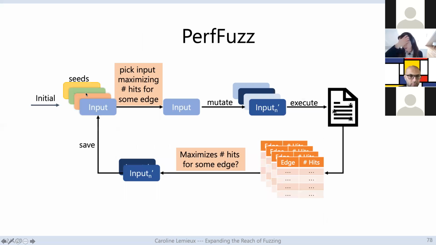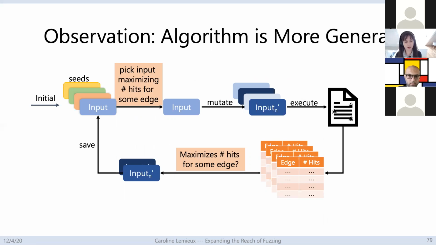So the other thing I want to highlight about this is I've been talking about edges and hit counts to those edges and maximizing those. But in reality, there's no reason this algorithm shouldn't work in the more general case, where you have an objective that's characterized by a key value map, where you're trying to maximize the values for some keys.